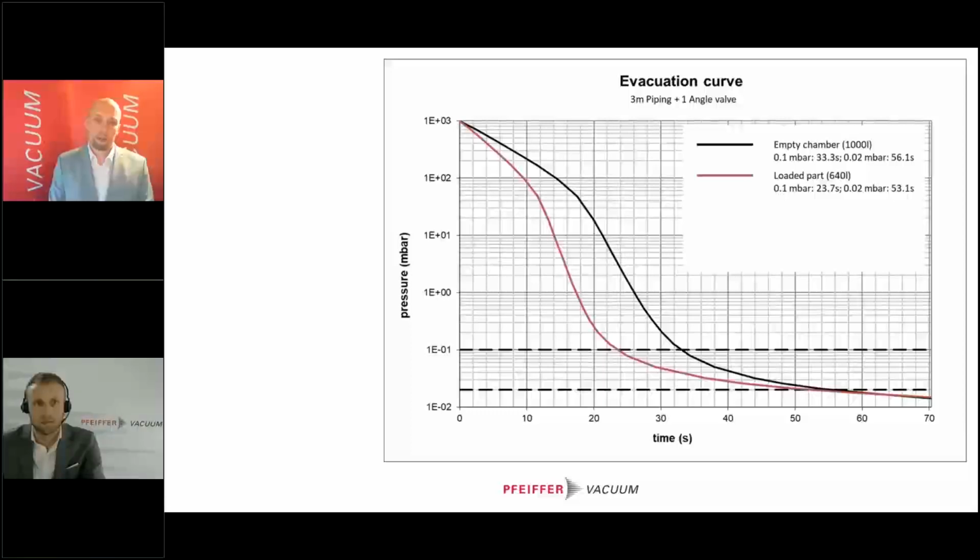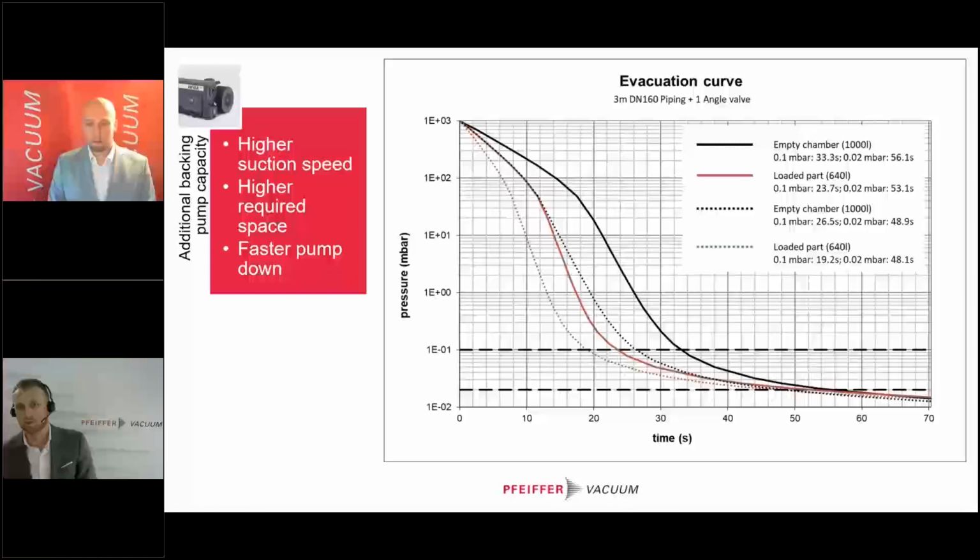We have talked about the 2000 cubic meter roots pump and only 600 cubic meters in the backing stage. When you increase the backing capacity, let's say to 900 cubic meters, by adding another pump, you change the pumping ratio between the first stage and the second stage to a better performing value. Like you see here, we have a drastic decrease in pump down time at the upper pressure level. So you reach the same level much faster because you have a higher suction speed in your backing stage, but also you need slightly more space.